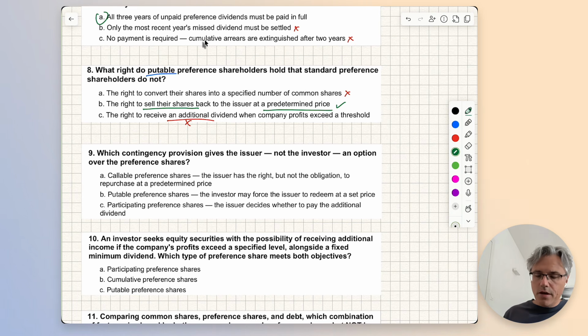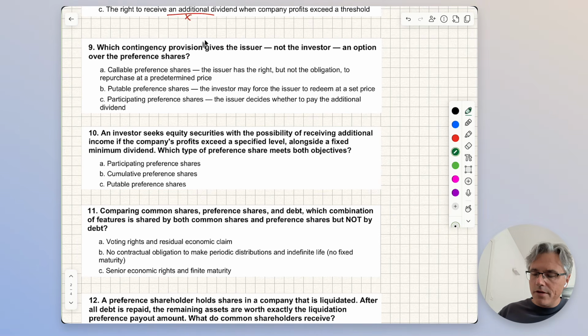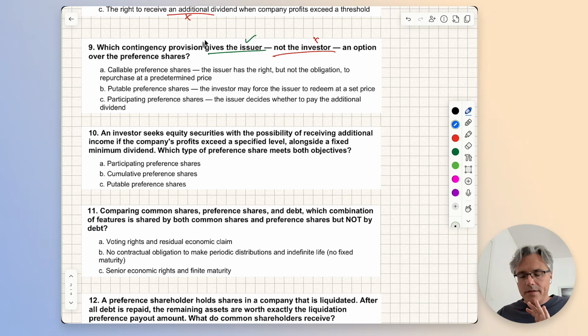Right, just a few more to go. Which contingency provision gives the issuer, not the investor, right? You have to be very careful about who you are thinking about here, not the investor, an option over the preference shares. Callable, puttable, or participating preference shares. Right. So let's read this.